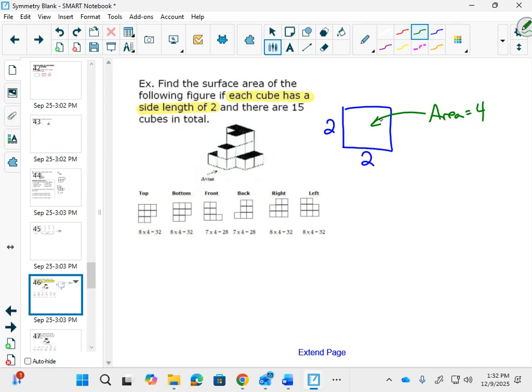So, if we look at our top, which has 8 squares, I would have to do 8 times 4 to get an area of 32. The bottom is also 8 squares, and each one of them is an area of 4, so it has an area of 32.